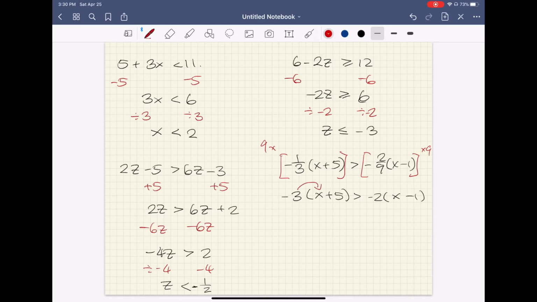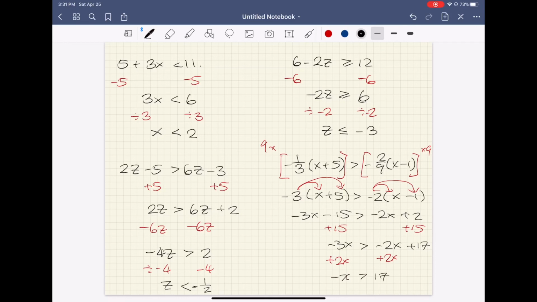And distributive property, negative 3x minus 15 is greater than negative 2x plus 2. So we're going to add 15 on both sides. Negative 3x greater than negative 2x plus 17. Plus 2x on both sides. We get negative x greater than 17.